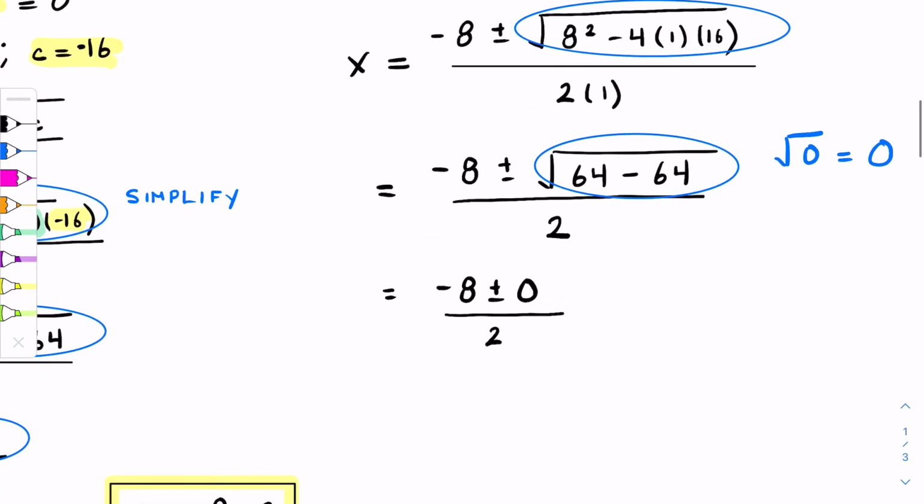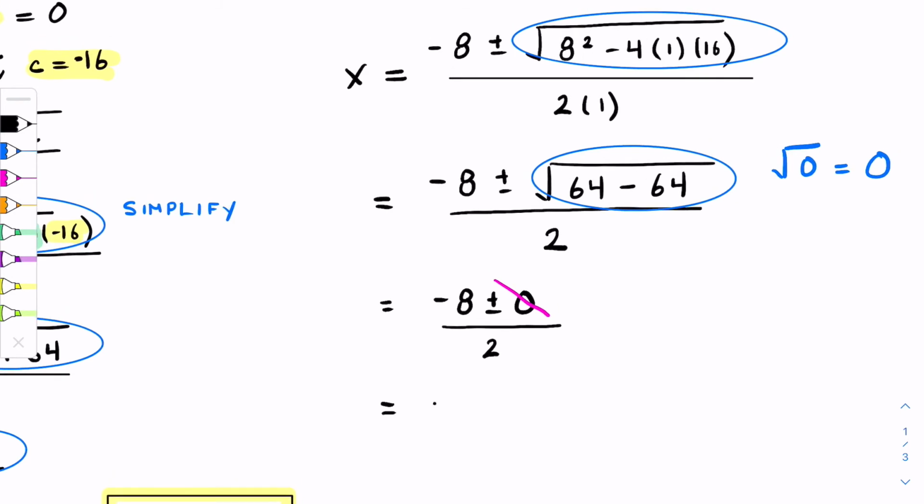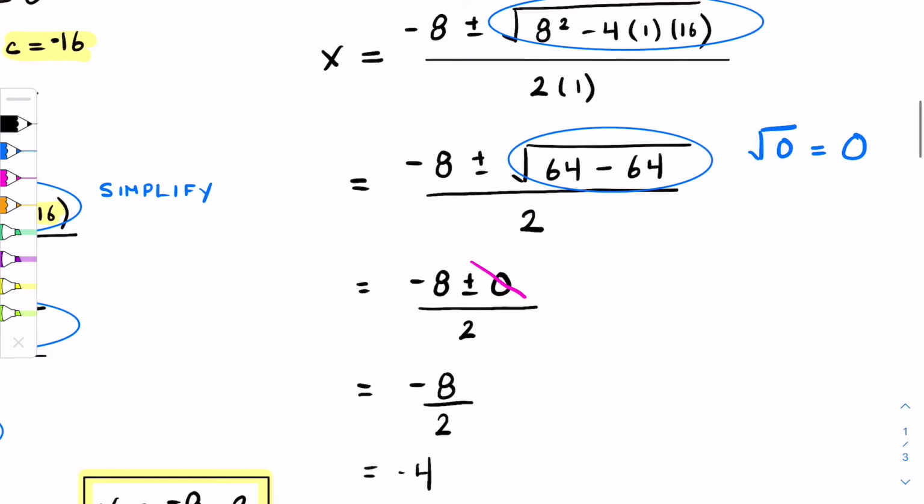Plus or minus 0 is not very helpful. We don't need to do anything with that. So our answer would be negative 8 divided by 2, or negative 4. For this expression, we have one solution, x equals negative 4.